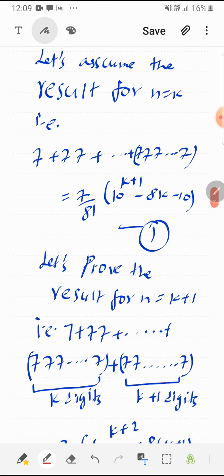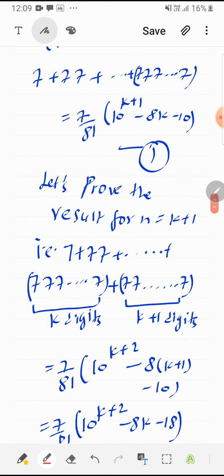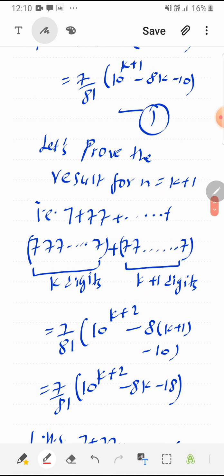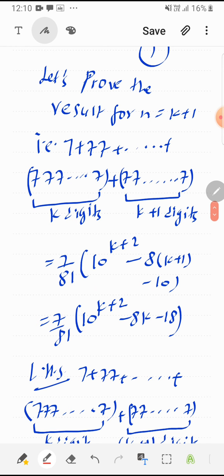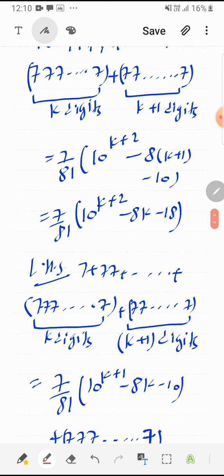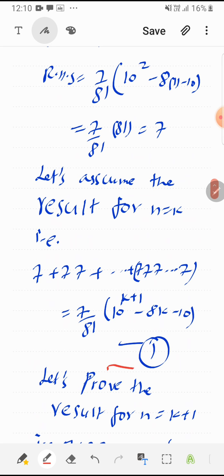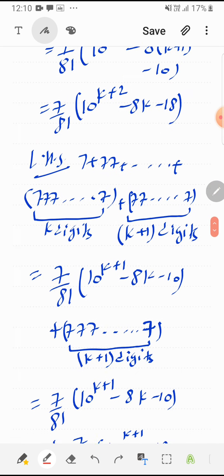Now let us prove the result for n is equal to k plus 1, that is we have to prove 7 plus 77 and so on up to 777 with k digits, plus 777 with k plus 1 digits. So this should be equal to, putting n is equal to k plus 1 in the right hand side, which after simplification becomes 7 by 81 into 10 raised to the power k plus 2 minus 8k minus 18. So now the left hand side, again I am writing the full left hand side, and up to the kth term I am putting the value from equation number 1. Now I am putting the value here.